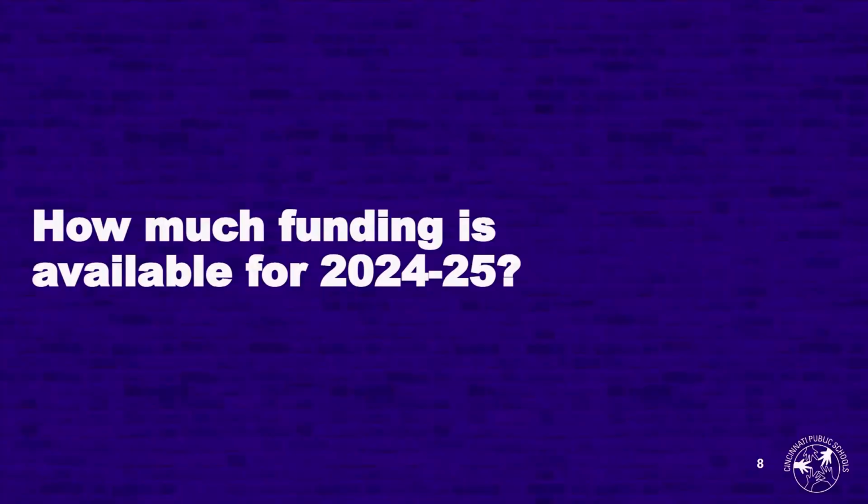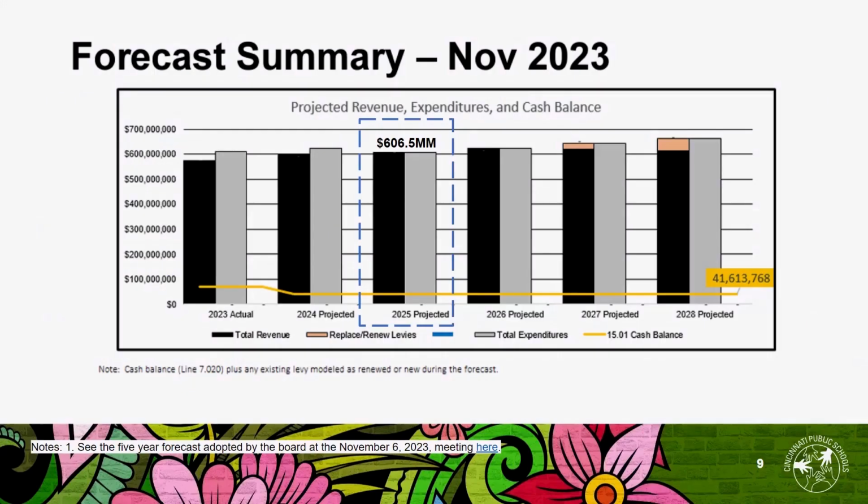We just covered sort of what we're trying to achieve with our funding, which are the goals and the guardrails. Now we want to consider how much funding we actually have available. The next slide shows us what our financial forecast looks like. The treasurer presented this forecast to the board in early November, which the board approved, which sets the general fund amount that we have available for next school year. That's what you see in that dashed line blue box. $606.5 million is what we believe we will have in revenue for next school year.